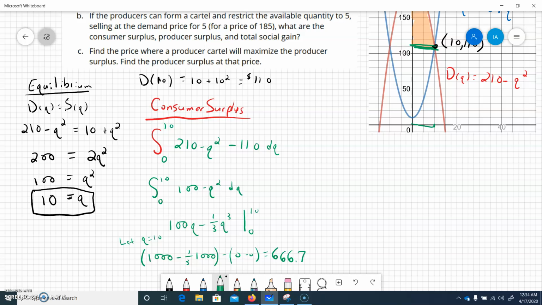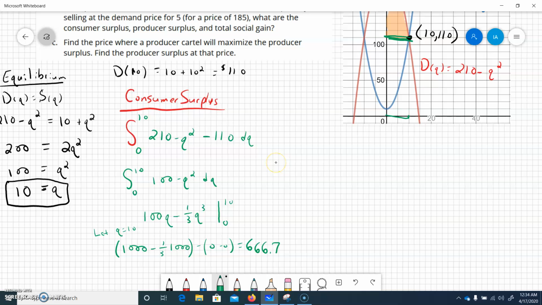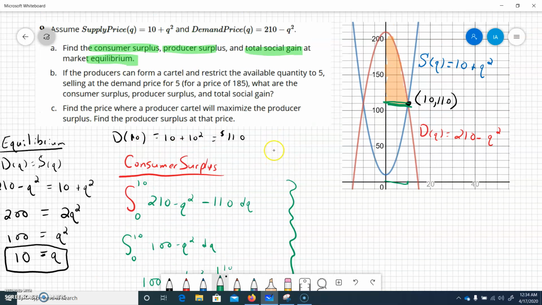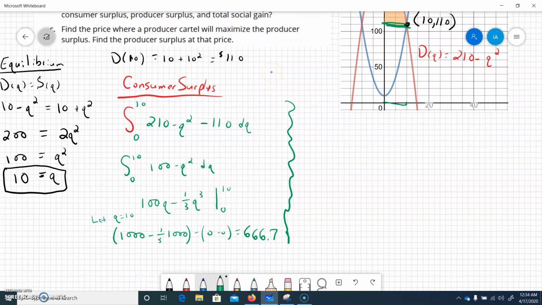Okay, so that should be the consumer surplus. So let's take that and then calculate the producer or the supplier surplus, which, let's see here. Let's go put a red box around this since it was the consumer surplus. So let's go to the producer surplus.